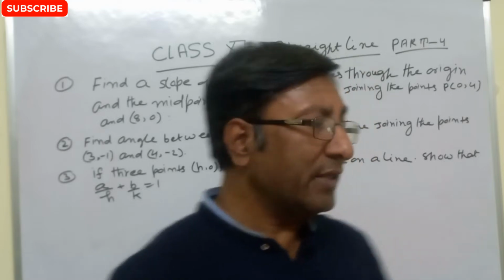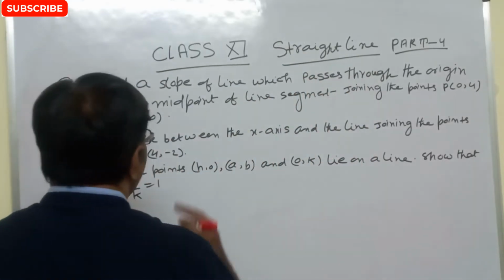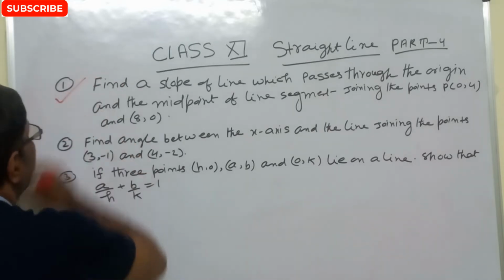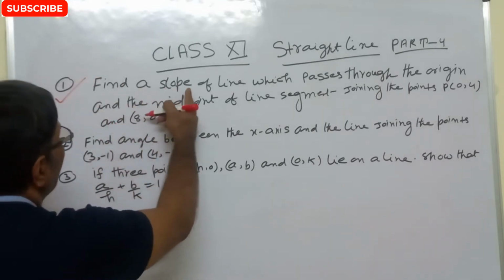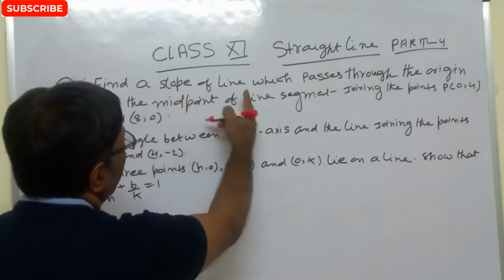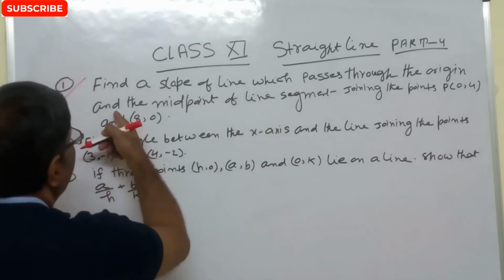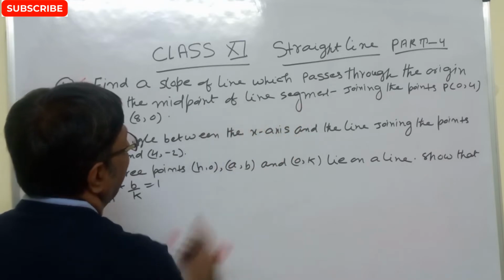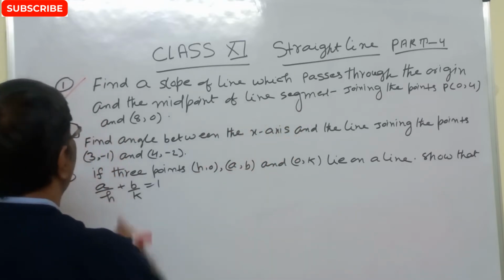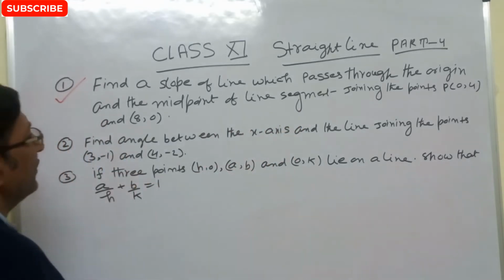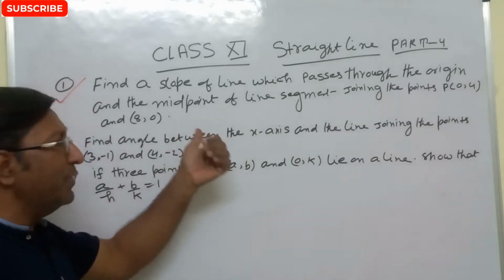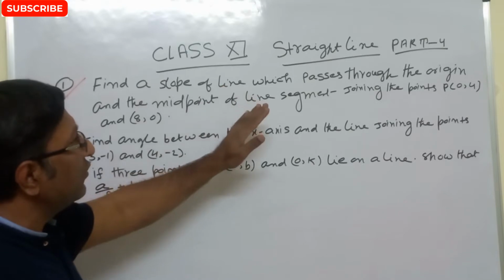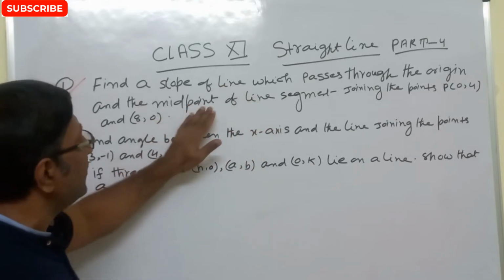चलो देखते हैं इंपॉर्टेंट क्वेश्चन। तो क्लास 11th स्ट्रेट लाइन पार्ट 4 के अंदर फर्स्ट क्वेश्चन हमारा है, फाइंड अ स्लोप ऑफ लाइन विच passes थ्रू द ओरिजिन एंड द मिड पॉइंट ऑफ द लाइन सेगमेंट ज्वाइनिंग द पॉइंट्स P(0, 4) एंड (8, 0)। तो मोस्ट इंपॉर्टेंट क्वेश्चन है और बिल्कुल बेसिक क्वेश्चन है। Find a slope of line which passes through the origin and the midpoint of line.